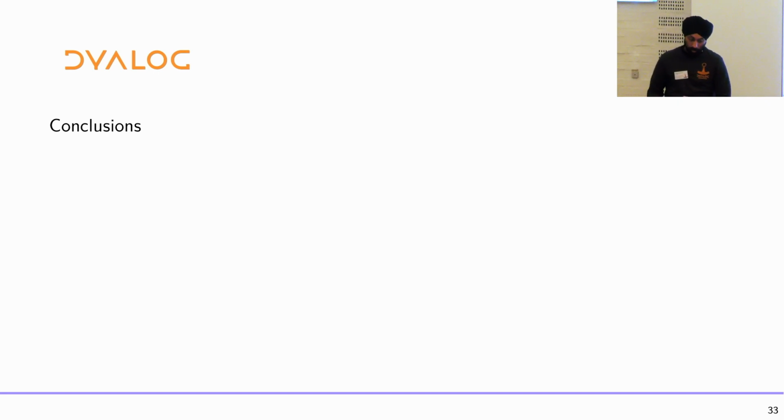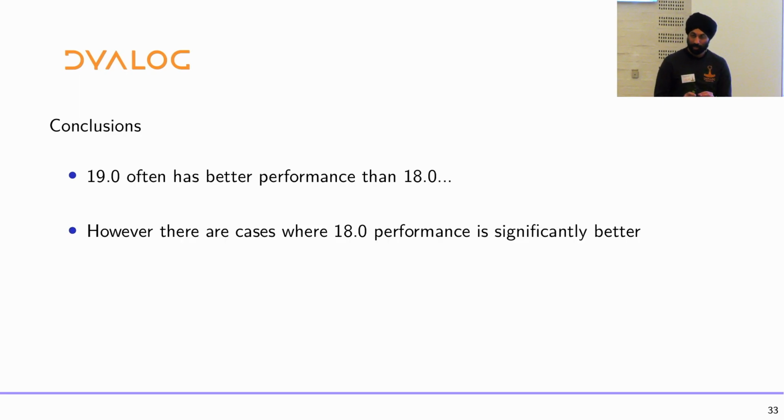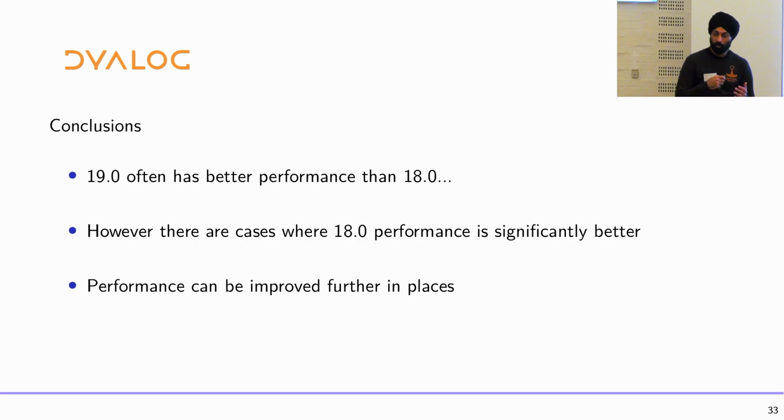Right, conclusions. What can we conclude from all of this? The first is that if we think back to what I said at the start of this talk, we had an assumption that 18.0 was blisteringly fast and we had to back out some of that performance. Often, actually, that's not true. 19.0 often has better performance than 18.0. However, there are places where 18.0 is performing significantly faster. We also saw issues where the optimal algorithm between 18.0 and 19.0 still had issues anyway.